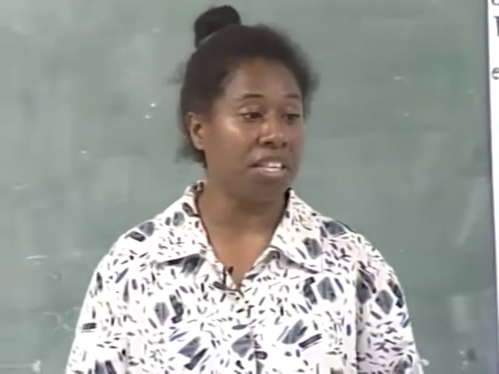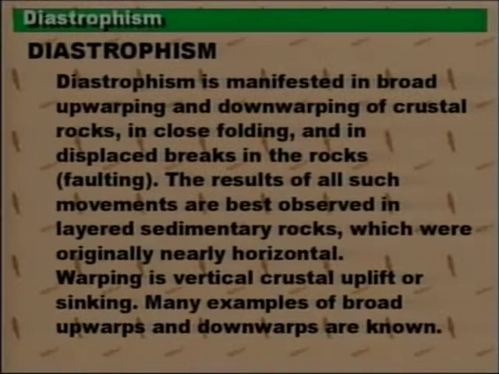So we look at diastrophism now, and the definition which is given tells us that, generally, first of all, diastrophism is manifested in broad up-warping and down-warping of crustal rocks, in close folding, and in displacement breaks in the rocks, or faulting. These two words are important. They come under the topic of diastrophism, and the two words are folding and faulting of the Earth's crust.